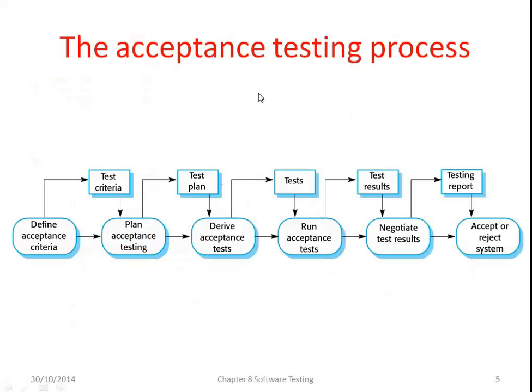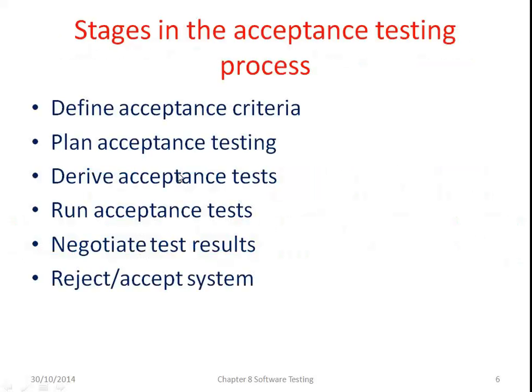The acceptance testing process diagram is shown here. First you have to define the acceptance criteria. What are the criteria for acceptance testing? Plan acceptance testing, derive the acceptance tests, run the acceptance tests, negotiate the test results, generate the test report, and accept or reject the system. These are the stages in acceptance testing.